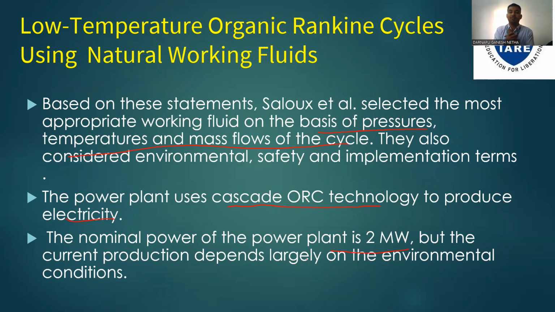The characteristics of a working fluid are basically pressure, temperature, and mass flow. These three are the most important features in order to run the organic Rankine cycle. I repeat: pressure, temperature, and mass flow of the cycle. These three are important. And the power plant uses cascade ORC technology; the nominal power that can be generated is 2 megawatts using these organic Rankine cycles.